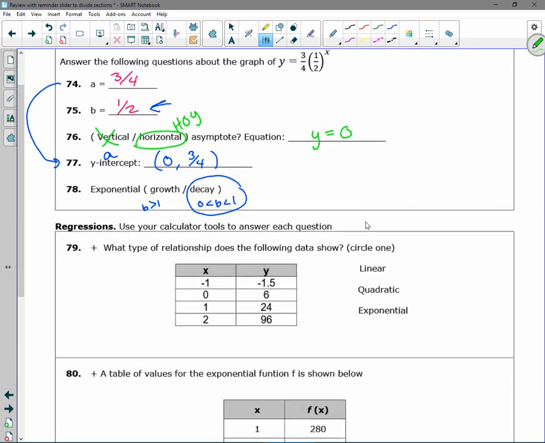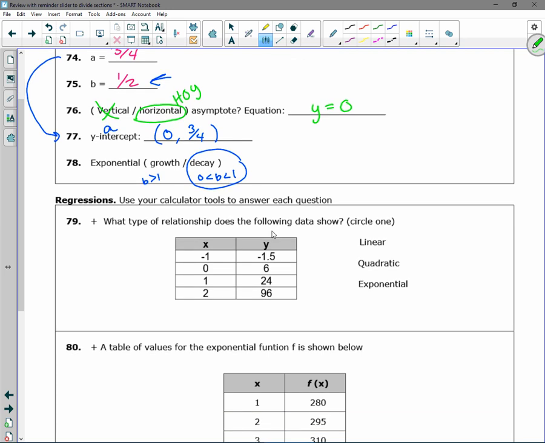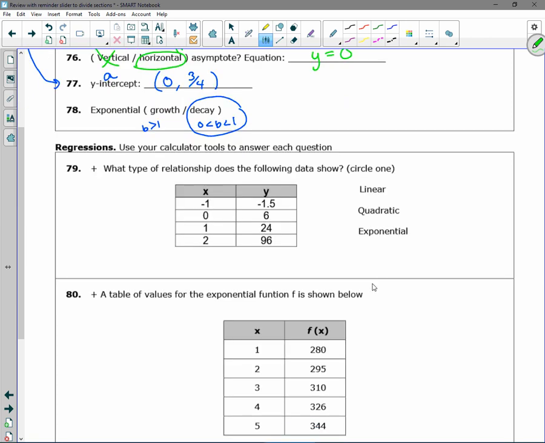All right. Which type of relationship would represent the following data? So I want to see if it's linear, quadratic, or exponential. Okay, so if I'm trying to determine which one it is, this is when I've got to be able to look at the r-squared. So I have to be able to turn on diagnostics.